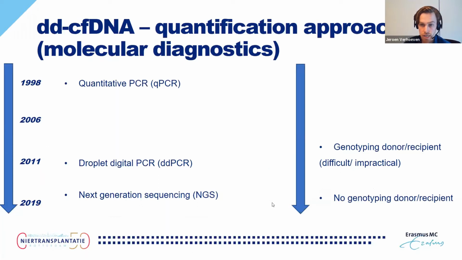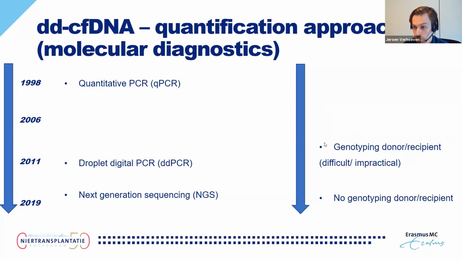There are several quantification approaches nowadays due to, of course, the improvements in molecular diagnostics. In the beginning, especially quantitative PCR was used to quantify donor-derived cell-free DNA. But for 10 years, droplet digital PCR, dd-PCR, has also been used, and of course, next generation sequencing for a few years. In the beginning, detection of donor-derived cell-free DNA was limited because of the sex-specific chromosomes that were used to detect the donor, or HLA sequences.